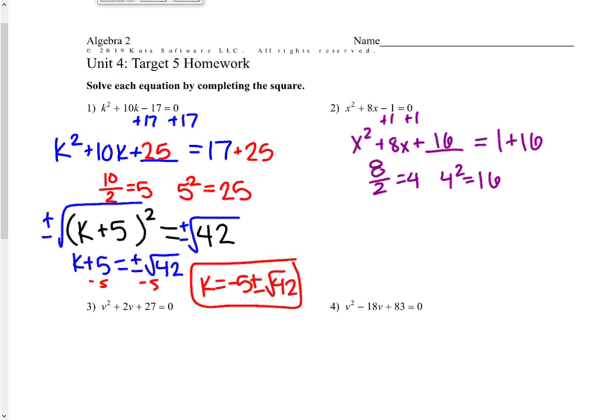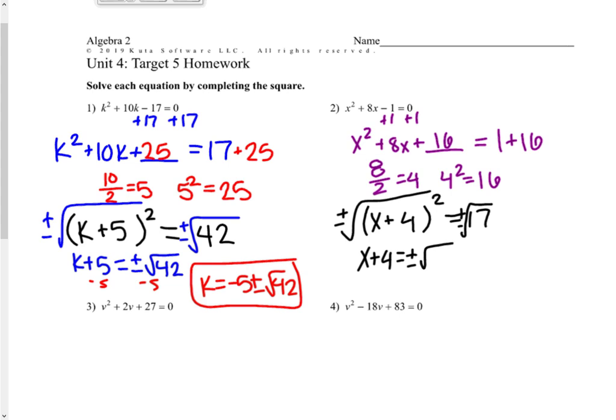Rewrite this as our binomial squared, so our parentheses squared. My variable this time is x. That middle term divided by 2 was a positive 4, and that's going to equal 17. Take the square root of both sides. I have x plus 4 equals plus or minus the square root of 17. 17, again, I cannot simplify, so I'm going to leave it just like that. Subtracting 4 from both sides in order to solve and get x by itself. 4 is not a like term with the square root of 17, so I have negative 4 plus or minus the square root of 17.